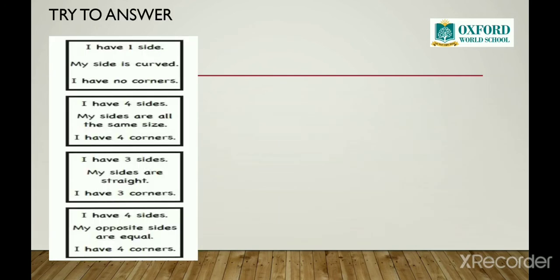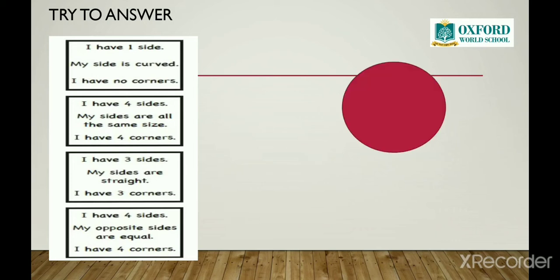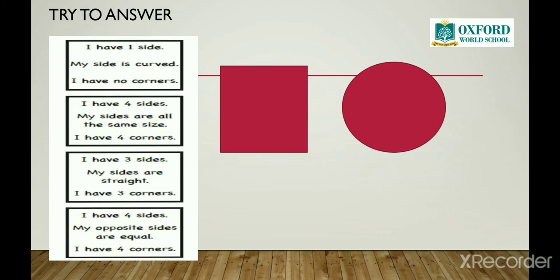Now, just try this yourself. It's a kind of puzzle. So, the first puzzle is, I have one side. My side is curved. I have no corners. Can you predict the shape? Yes, it's a circle where I don't have any corner, right? Coming to the next, I have 4 sides. My sides are all equal. All equal sides. It must be a square.